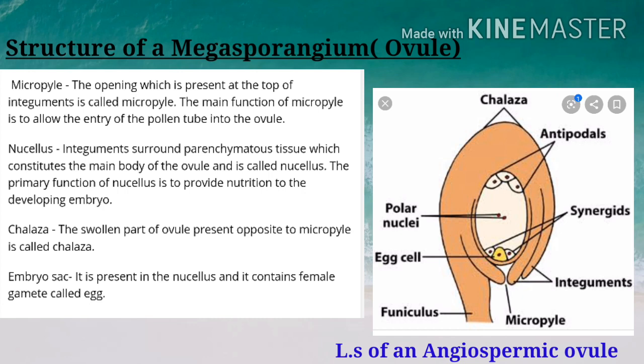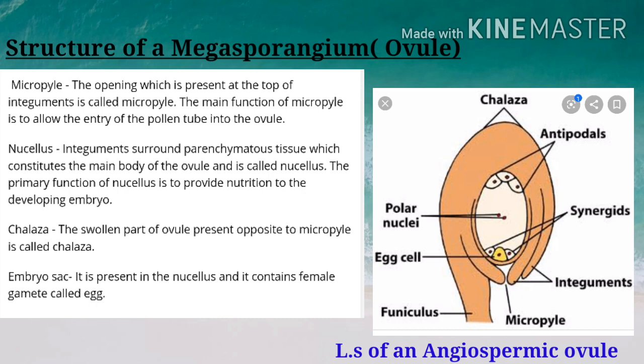This opening, which is present at the top of the integument, is called the micropyle. The main function of the micropyle is to allow the entry of the pollen tube into the ovule. That means the pollen tube is growing towards the ovule and it is entering into the embryo sac by means of the micropylar pore. Next part is the nucellus.